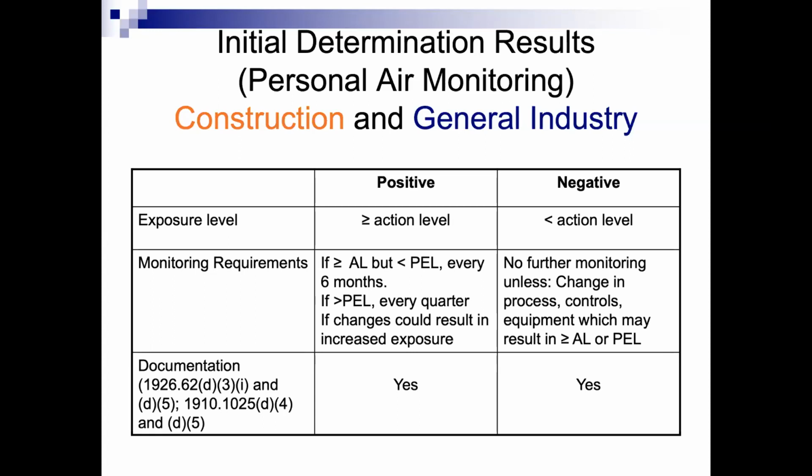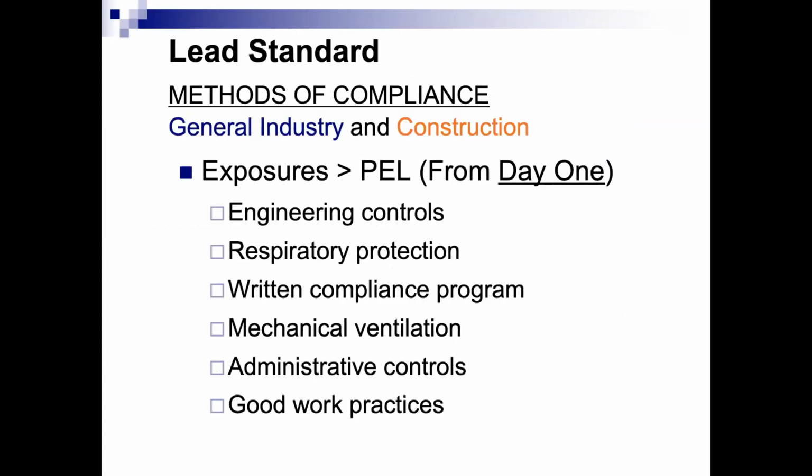Again, this is not specific to lead paint. This is lead in the work area. Then the competent person also has to make sure there's additional monitoring if something changes that could increase the employee's exposure. If your results are negative, which is what every employer would like, meaning less than the action level, you really don't have to do additional air monitoring unless you have a change in process, controls, and those are work practice controls, which are designed to reduce exposures, or equipment, which might result in higher exposures. Okay, and of course, OSHA requires documentation of these positive and negative and repeat monitoring.